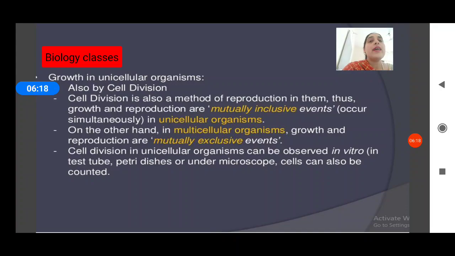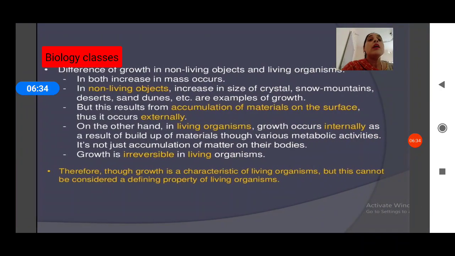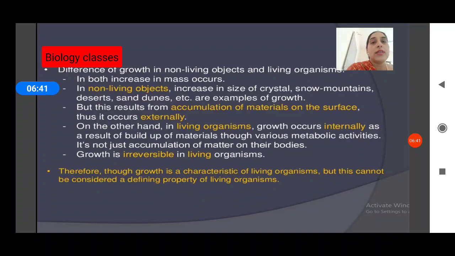In the third point, cell division in unicellular organisms can be observed in vitro, and in vitro means outside the body. That is, the development of the organism takes place in a test tube, petri dishes or under the microscope. Now, see the difference in the growth of living and non-living objects.